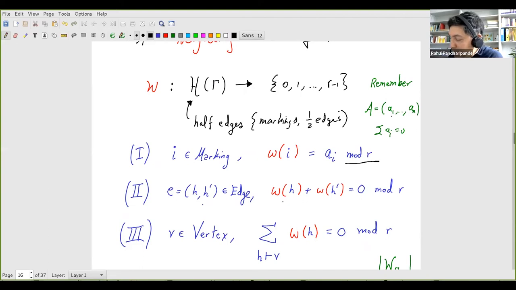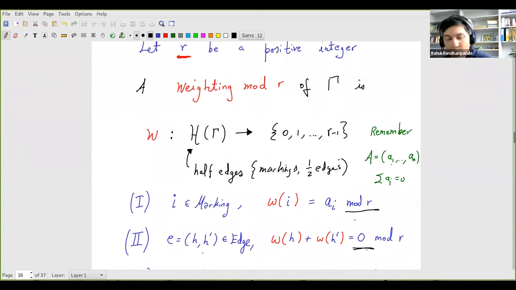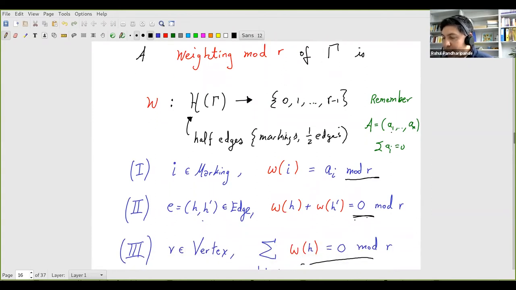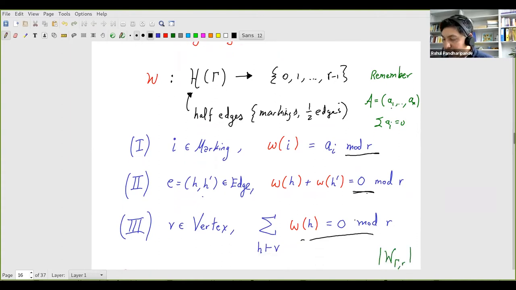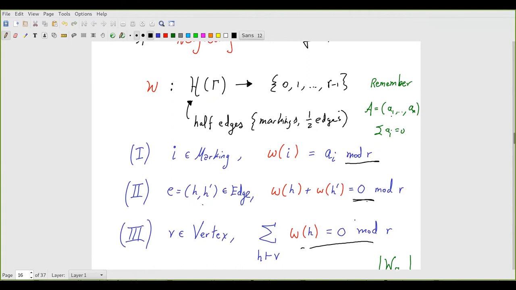Then we have the edges, and for the edges it's just the straight balancing condition. The weights of the two half edges of a single edge have to balance, to be 0 mod r. Then if I have a vertex, I can consider all the half edges incident to that vertex, and I ask for these also to be 0 mod r. As I said, this is in some sense coming from nowhere at the moment. But if I have this graph, I can consider these weightings mod r. And the motivation, I mean, there were some motivations for why Aaron introduced this, but he was trying to. Rahul. Yeah, but this is precisely what you need for this extra twist. Yeah, it's related to the extra twist. That's correct. I would say it's not precisely, it's only part.